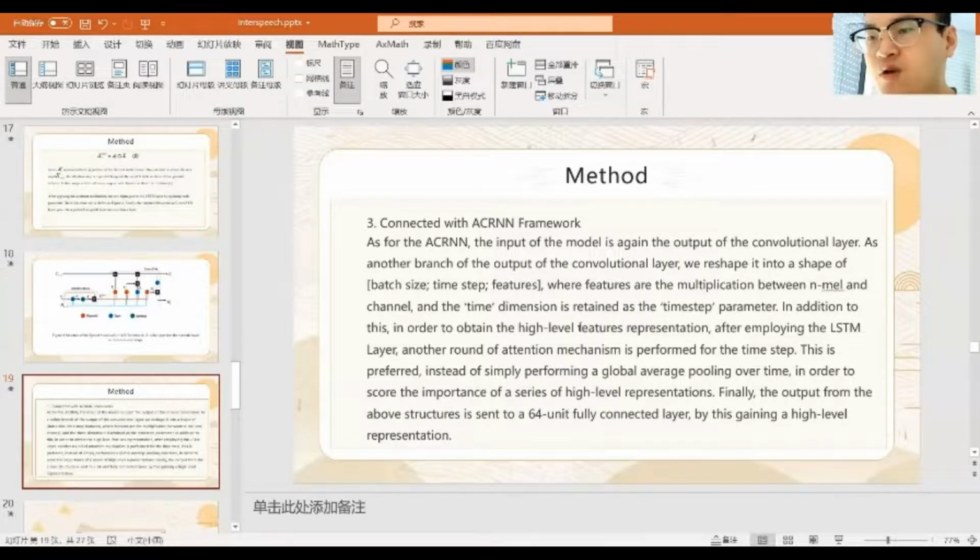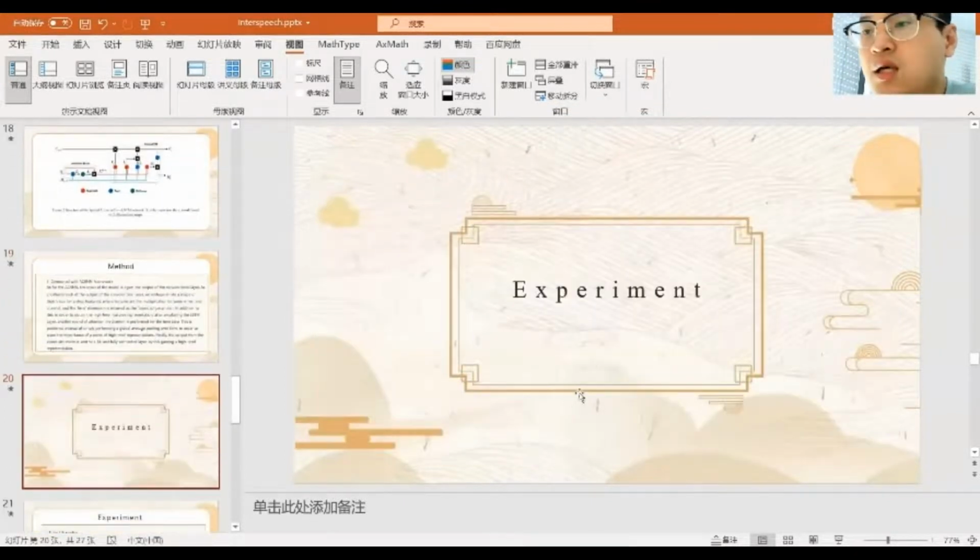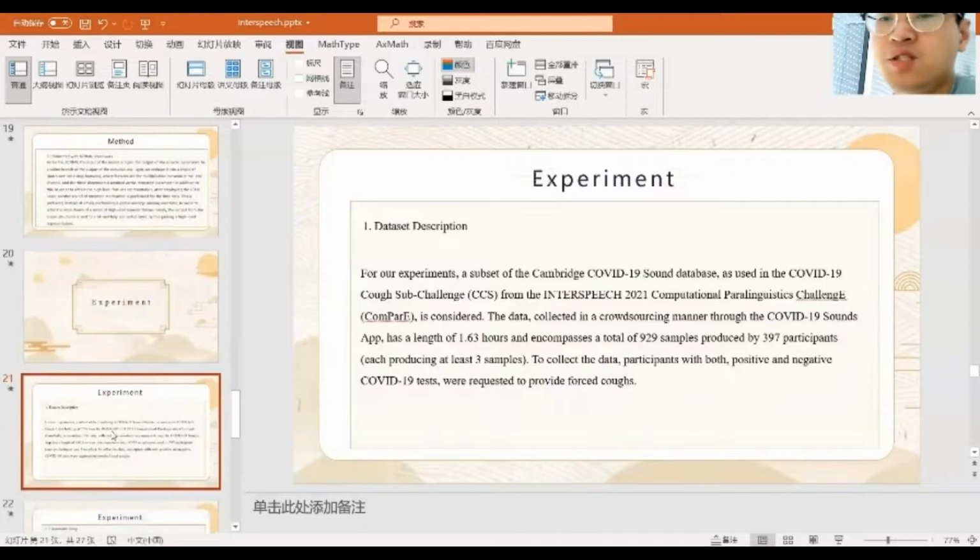This is preferred instead of simply performing a global average pooling over time, in order to score the importance of the high-level representations. Finally, all the output from the above structure is sent to a 64-unit fully connected layer, giving a high-level representation. Then comes the experiment part.